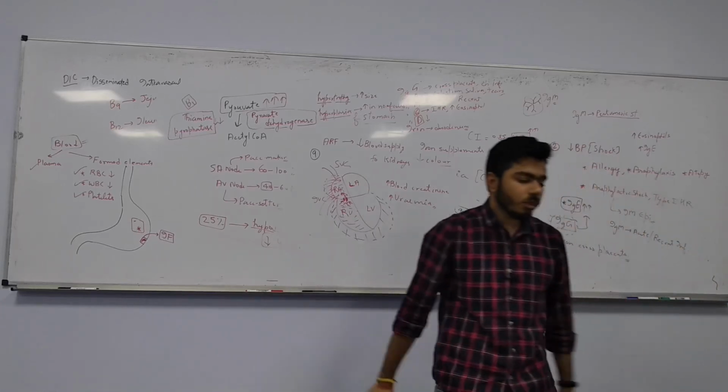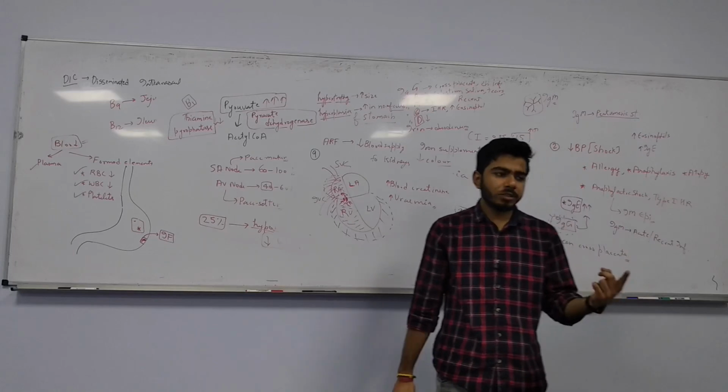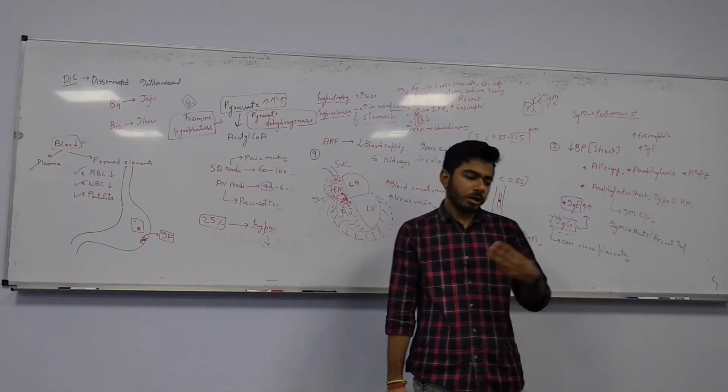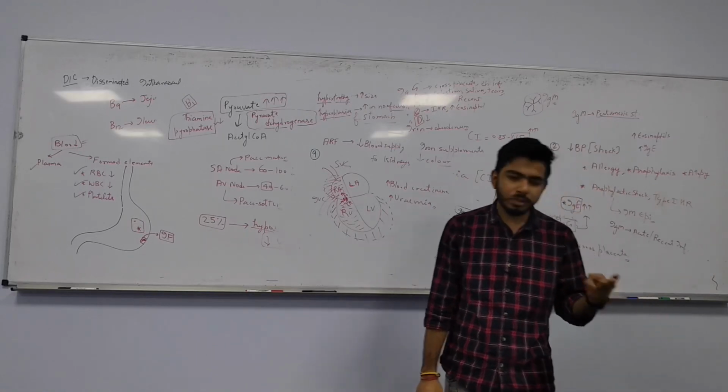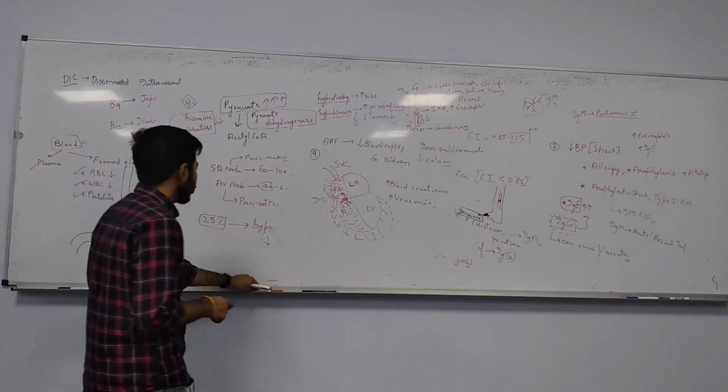So two kinds of anemia I've already talked about. That was the iron deficiency anemia, and the second one was the vitamin B9 and B12 deficiency anemia. The third anemia which we are going to talk about now is the sickle cell anemia. So in the sickle cell anemia, what things should you remember?